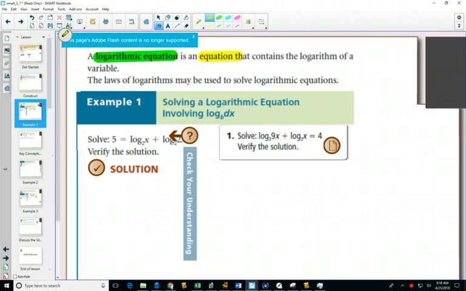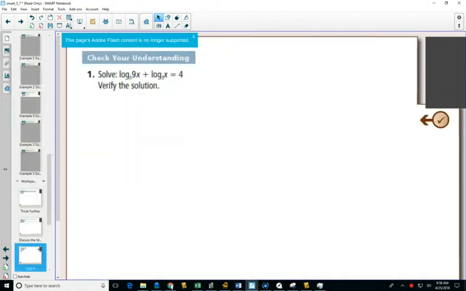Here's our first exponential equation. We know this is an exponential equation because we have x in a logarithm. Did I say exponential equation? Yeah, that's totally wrong. We know that this is a logarithmic equation because x is inside a logarithm.